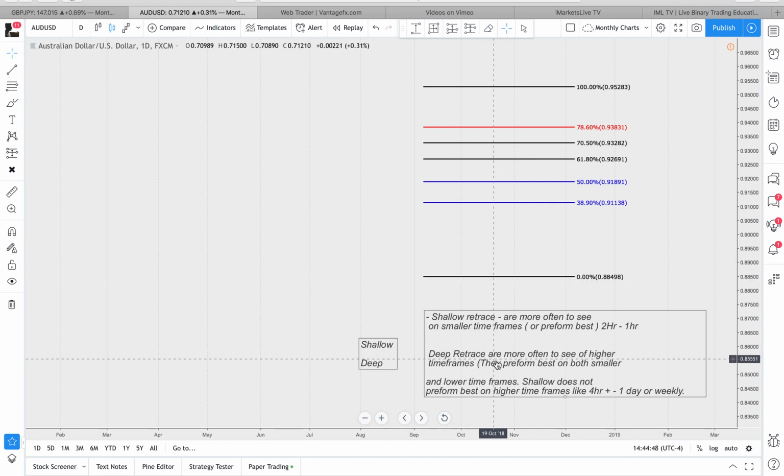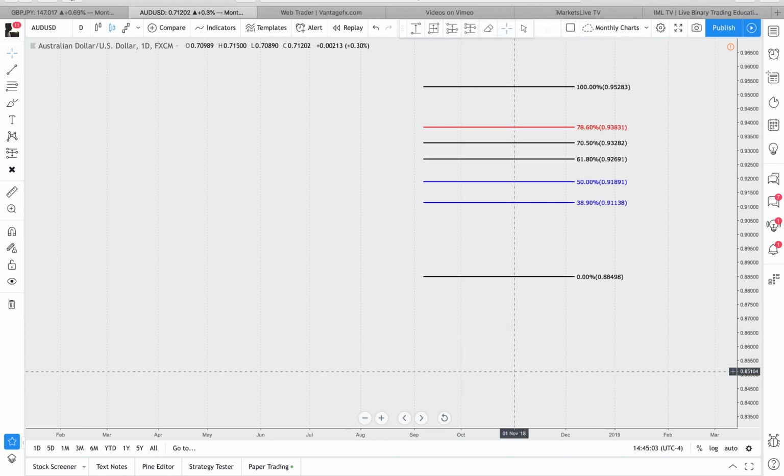So again, deep retracements, they perform best on smaller and lower time frames. Shallow retracements don't perform best on higher time frames like your 4-hour, your daily, or your weekly. They perform best more on the 2-hour, 1-hour, or lower.